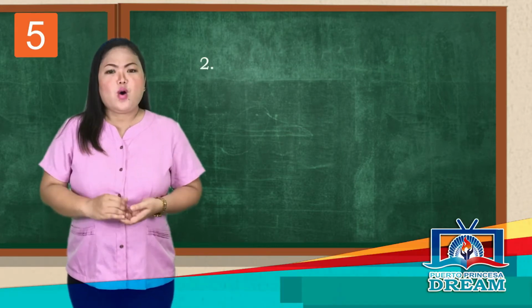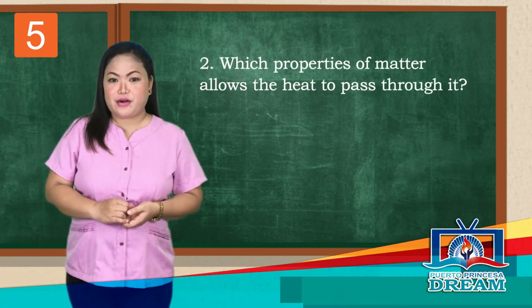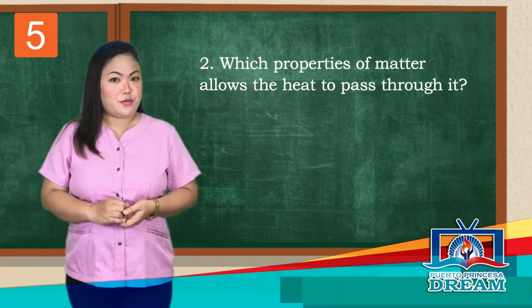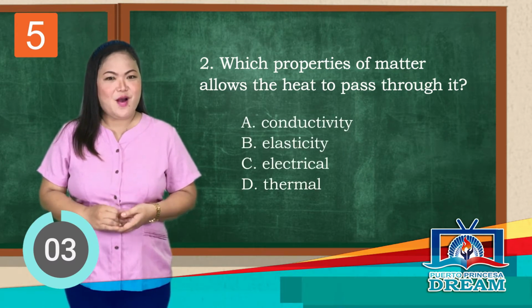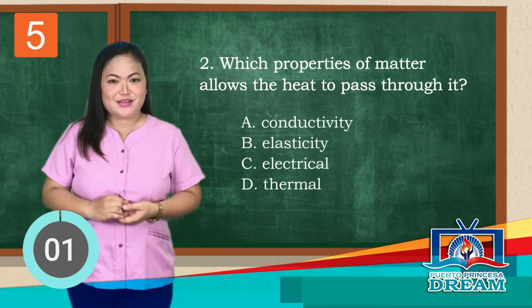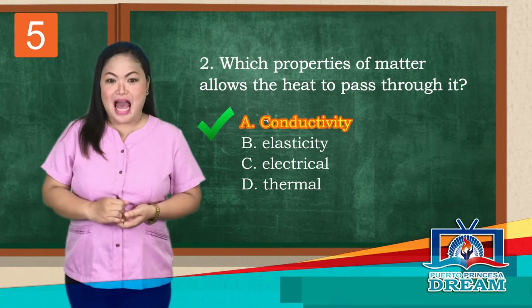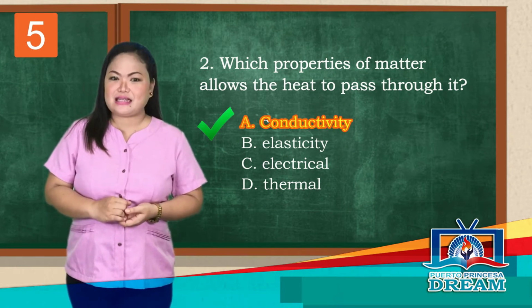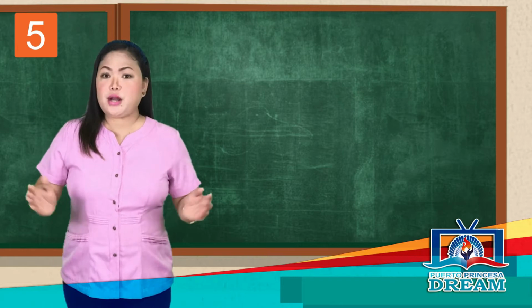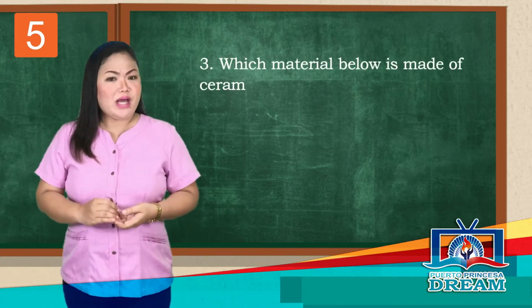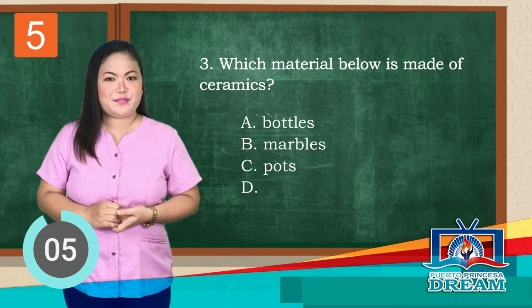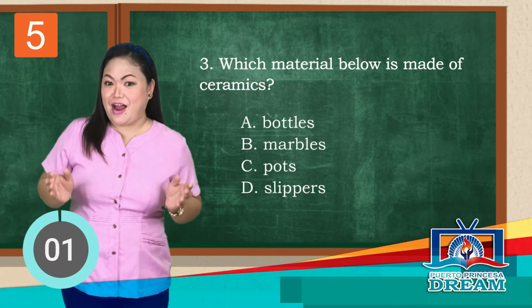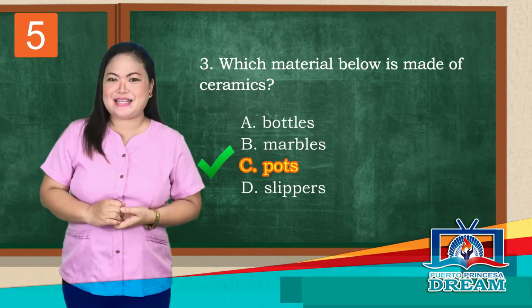Number 2. Which property of matter allows the heat to pass through it? What is your answer? Correct! The answer is letter A, conductivity. Number 3. Which material below is made of ceramics? The answer is letter C, pots.